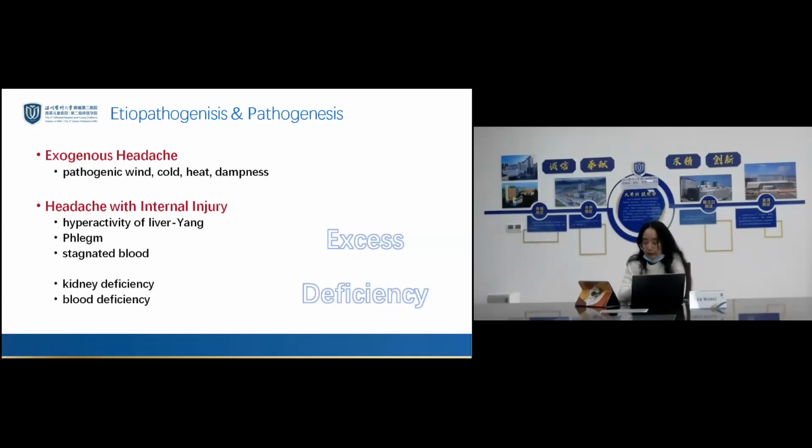If it's wind cold, the patient may have aversion to the wind, but he feels not thirsty. And you can see the tongue coating is thin white coating, and you feel the pulse is floating and tight. That's wind cold attacked by the outside.